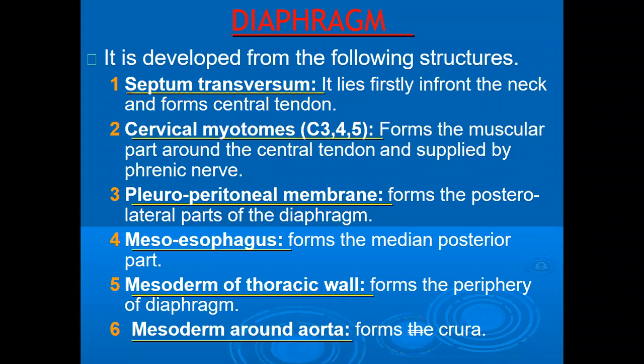the part of the somite which forms the muscle of that area is called the cervical myotome, and it forms the muscular part around the central tendon and is supplied by the phrenic nerve.